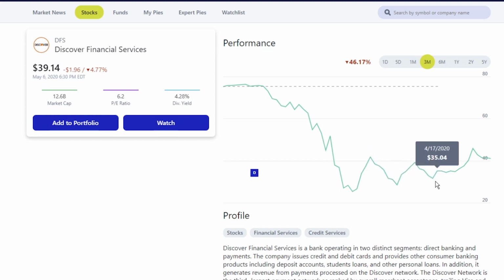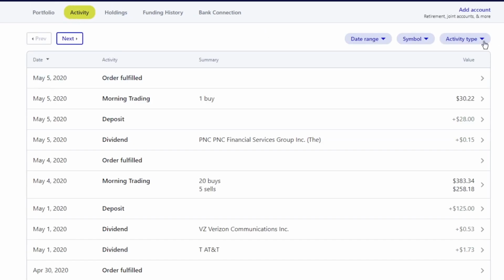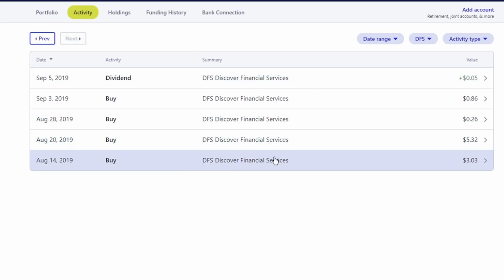I think that was its lowest point in the last 3 months. Now, for me, when I originally bought into this stock, I'm going to show you here so you can see this in real time. So we're going to go to DFS. We're going to type in Discover here, and I'm going to show you the original time I bought into Discover.